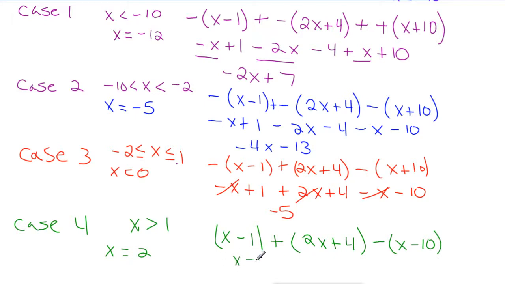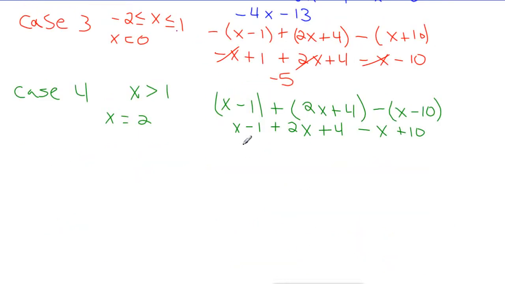Okay, so again, then let's go ahead and simplify this. So we have x minus 1 plus 2x plus 4 minus x plus 10. So we wind up with, in this case, x plus 2x minus x is 2x. And then negative 1 plus 4 is going to be 3. 3 plus 10 is 13, right? Negative 1 plus 4 is 3, and 3 plus 10 is 13. Okay, so we get 2x plus 13.